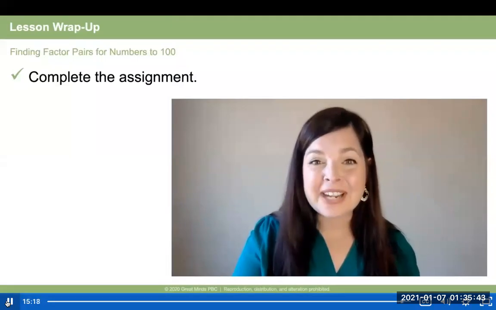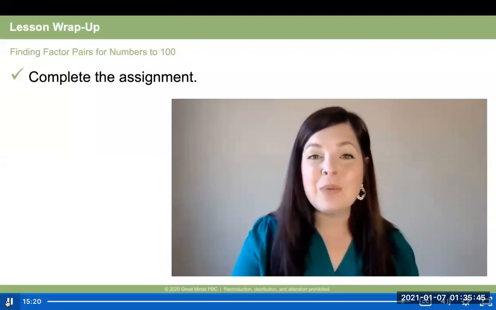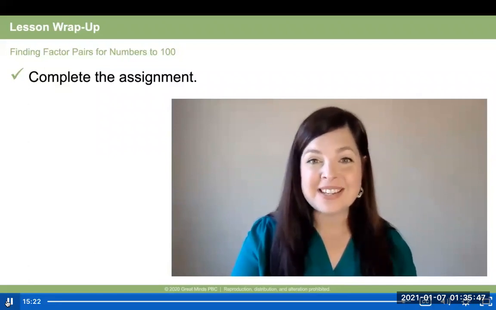Today, we found factor pairs for numbers to 100, and we learned about prime and composite numbers.